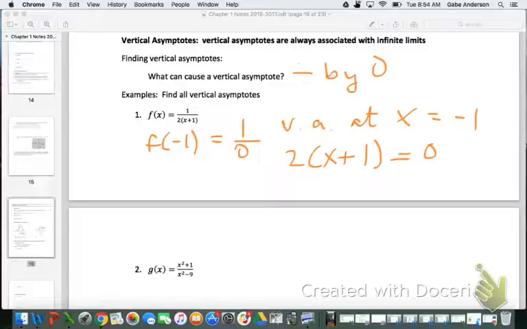Okay, and then what about number 2? McKenna, what'd you get for the vertical asymptotes there? I got positive and negative 3. And once again, we're going to want to put x equals, especially with WebAssign, they're going to want x equals on something like that. So, okay, awesome.